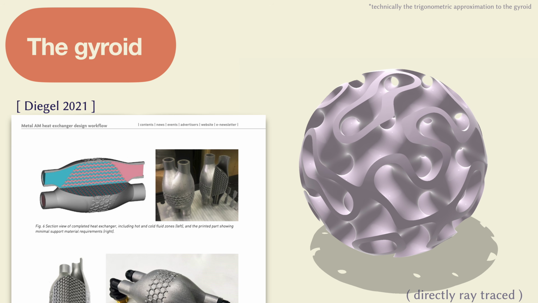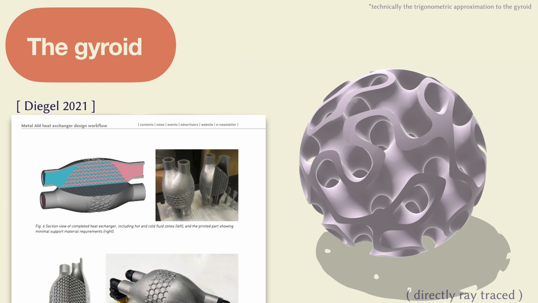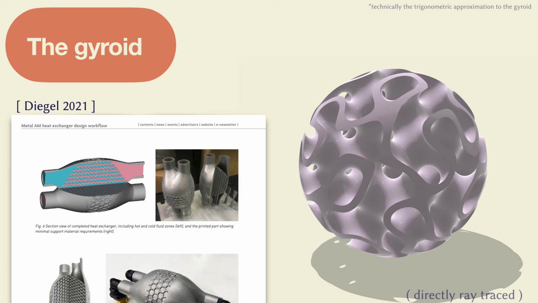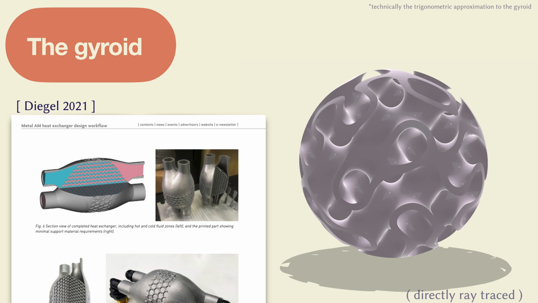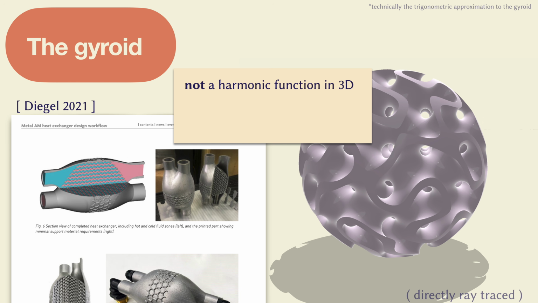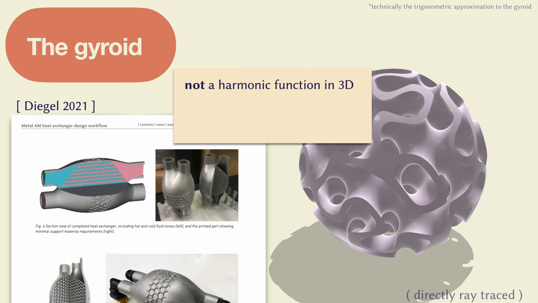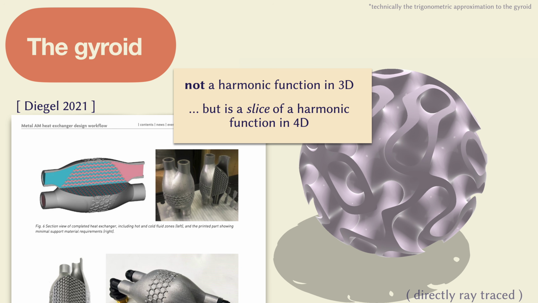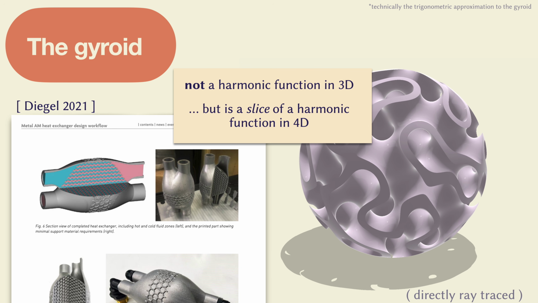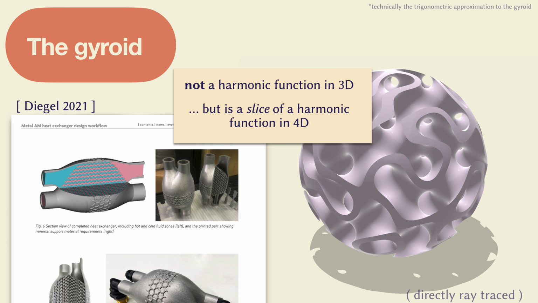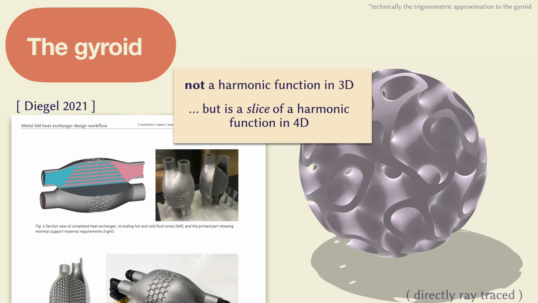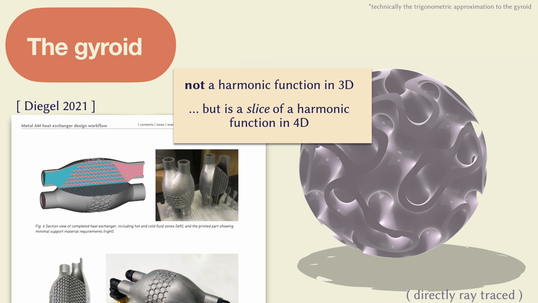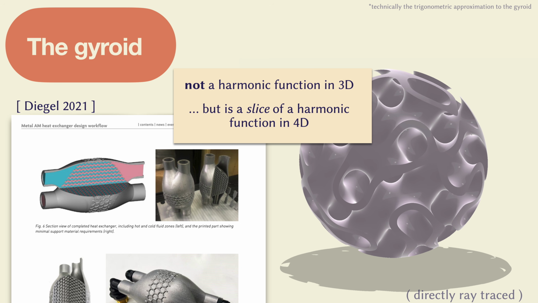And one final example comes from digital fabrication. The gyroid is a triply periodic surface, which is often used for filling space inside of mechanical designs. Interestingly, the implicit representation of the gyroid is not a harmonic function in 3D, but we show that it can be seen as a slice of a harmonic function in 4 dimensions, allowing us to find safe step sizes and render the surface anyway. In the paper, we talk more about how our method can be extended to large families of other non-harmonic functions as well.